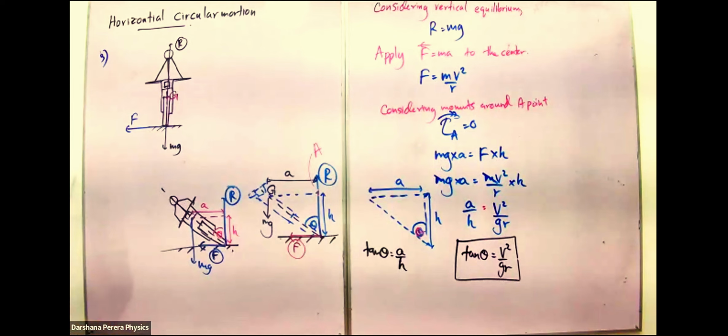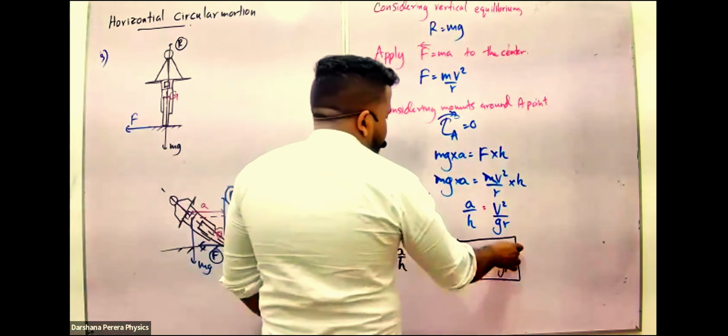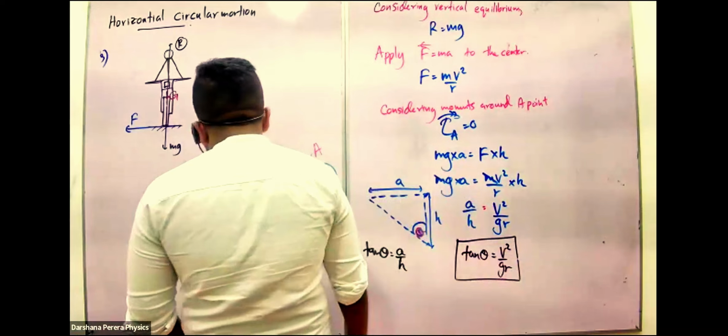If the radius of the curve decreases, tan theta increases. When r decreases, tan theta increases.